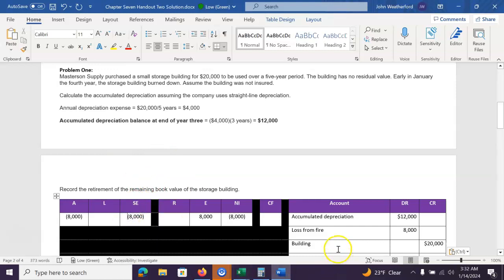And then our asset also decreased by 20, but the accumulated depreciation being wiped out would increase assets because it's no longer deducted, would increase assets by $12,000. So the net effect on assets was a decrease of $8,000.